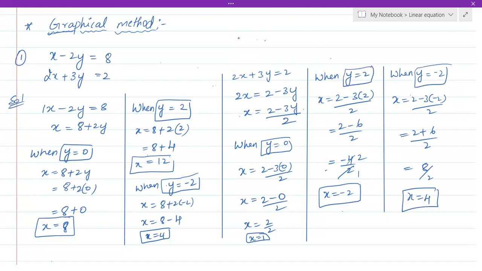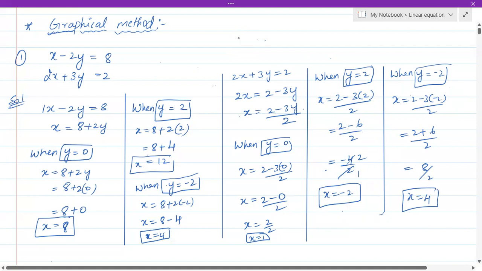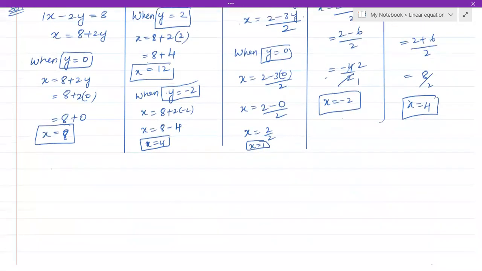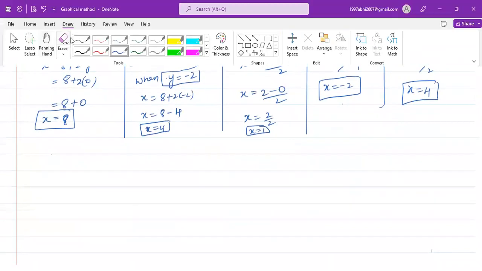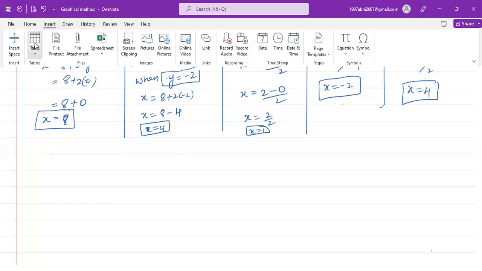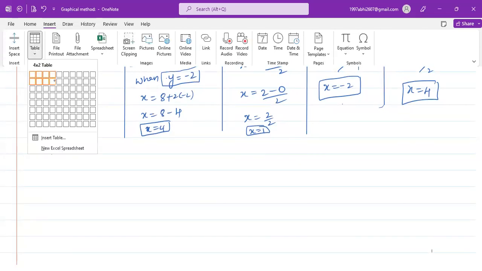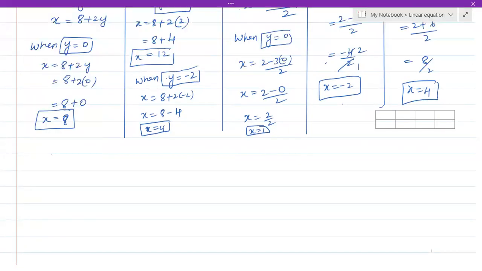So once we get three values, what we are going to do is, let's make a table out of this. Okay. Let's make a table. Let's insert a table. Let me insert here.